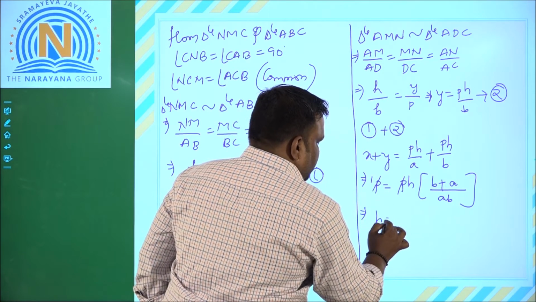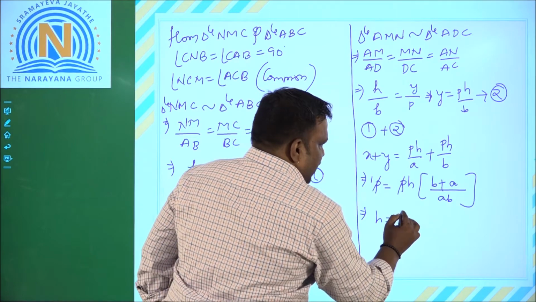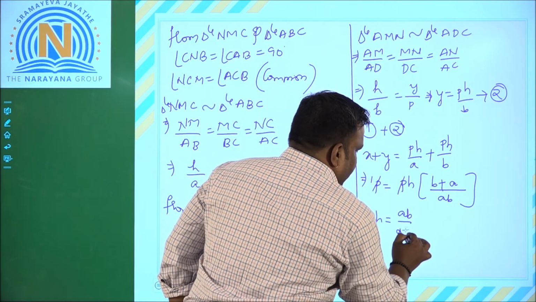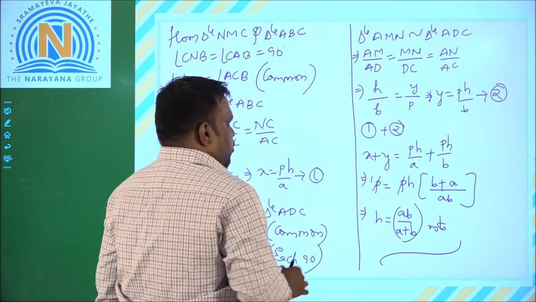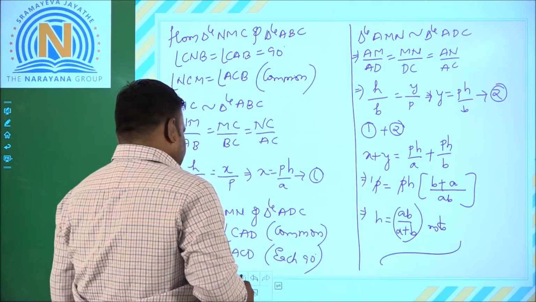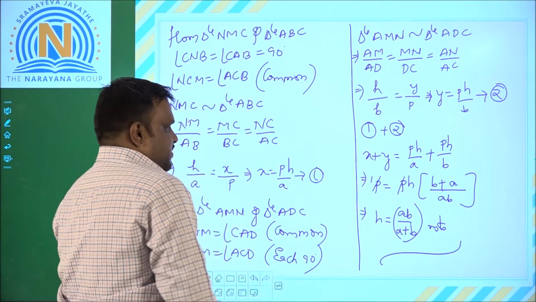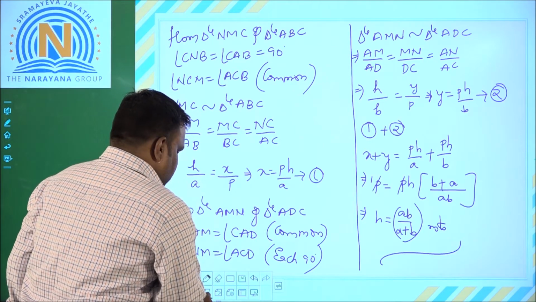So from here H is equal to, when you send the terms to that side, I will be left with AB by A plus B meters. So this is what you have to find out, that is H is equal to AB by A plus B meters. So this is the height. So this completes the question number 1.